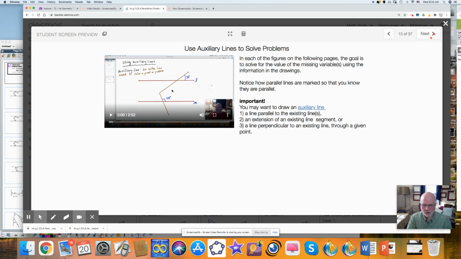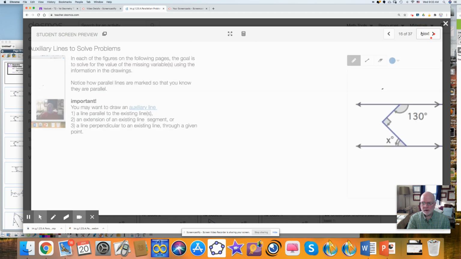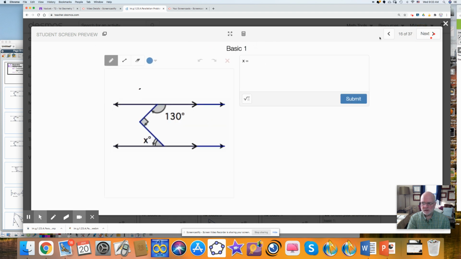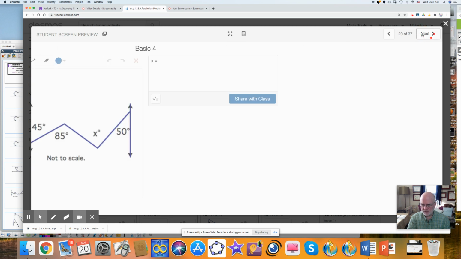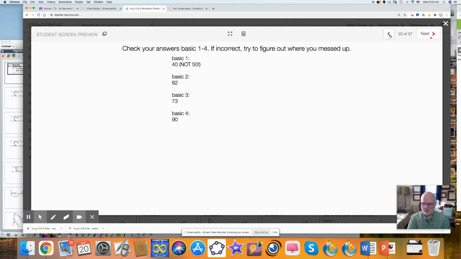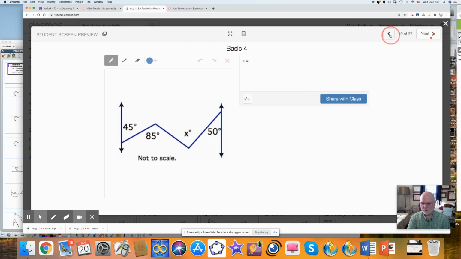There's a video here on auxiliary lines. With auxiliary lines, you can draw a line that's parallel to an existing line, you can extend a line segment, and you can draw a line that's perpendicular to a given line through a given point. So there are different ways of solving problems. And here I've got some basic problems, basic levels 1, 2, 3, and 4. I'll show you a couple of these, and then you can check your answers. If your answers are not correct, you need to figure out where you messed up.